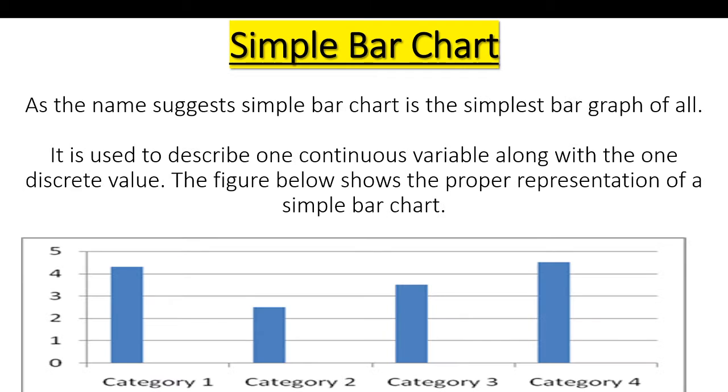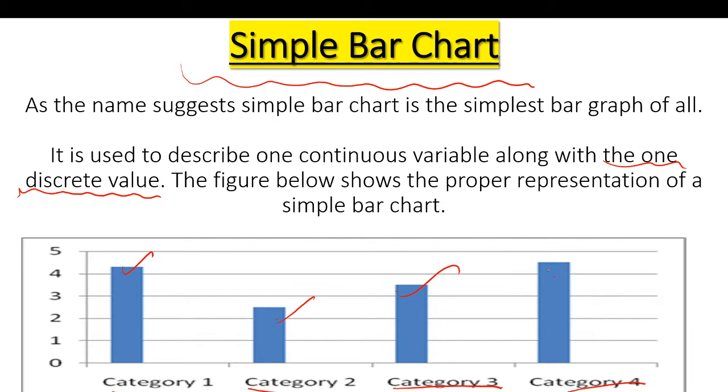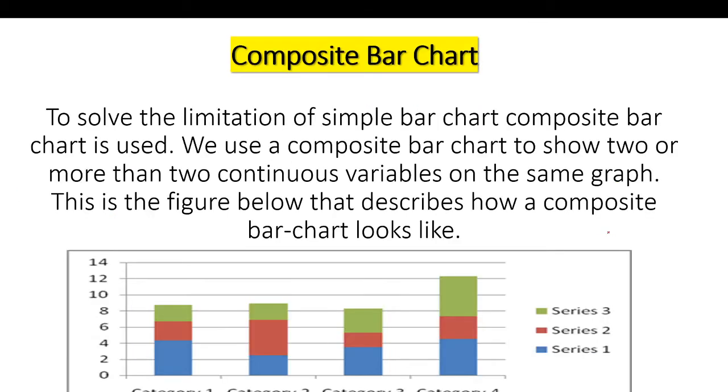So what is the simple bar chart? As the name suggests, the simple chart is the simplest bar chart of all. It is used to describe one continuous variable along with one discrete value, and the figure below shows the proper representation of the simple chart, right? It is a single one, meaning there would not be any other category apart from it, as here the four categories are stated. But if it's just given as a single one, you can talk about one discrete value only. So this is called a simple graph.